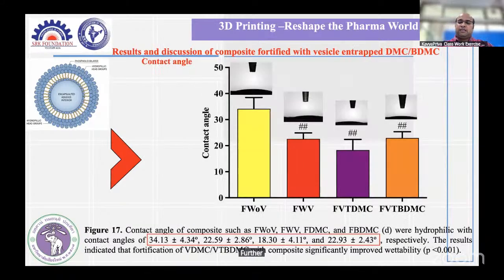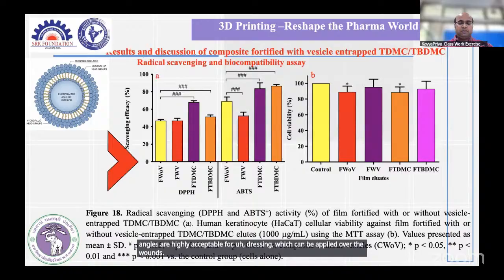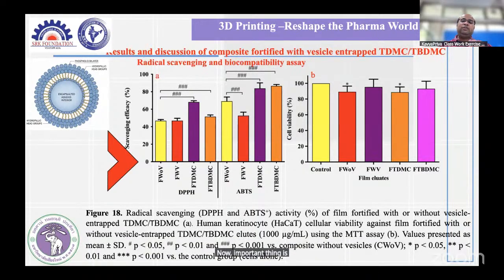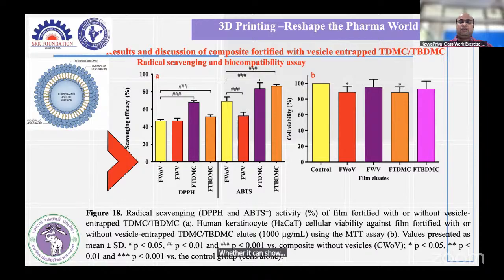Further, we tested the contact angle and we found that the range of contact angles is highly acceptable for a dressing which can be applied over wounds. Now, the important thing is we need to check whether it can scavenge the processes which are going to happen during the healing of the wound, as well as whether it can show viability and inflammation reduction or not.